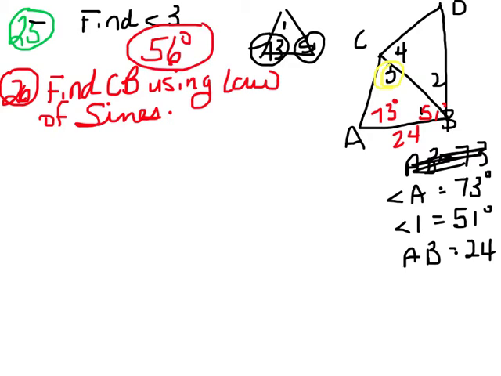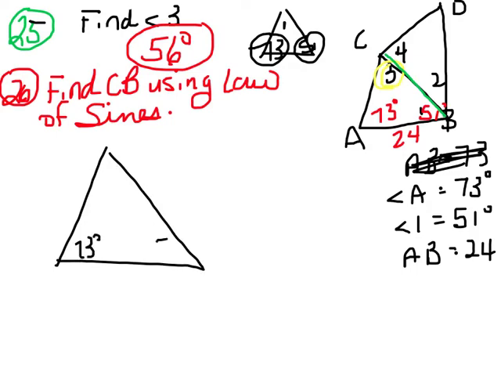Now, the reason they're asking me to do that is because now they want me to find CB. Let me highlight that in green. CB is right here. Let me draw that triangle a little more carefully. I now know this is 73 degrees, they told me that. This is 51 degrees. We just figured out that this one angle was 56 degrees, and they want me to find this side right here, and they did give me a side. They told me that this was 24.